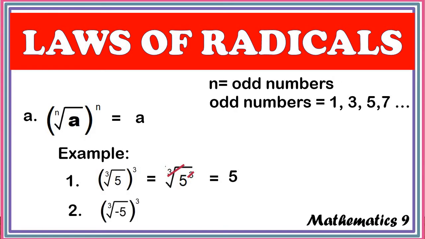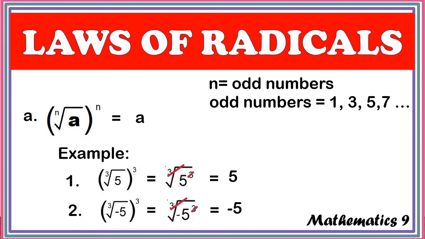Okay, another one is the cube root of negative 5 raised to 3. So, pwede mo siyang isulat na ganito. Okay, parehas pa rin ang ating index at ang ating exponent. At ang ating index ay odd number, which is 3. Okay, ang tanong, maaapektuhan ba si a o yung base natin since ang base natin dito ay negative? Of course, ang sagot hindi. Kasi kung ano ang base mo, yun din ang magiging sagot mo. So, ganun lang siya kadali kapag odd numbers.